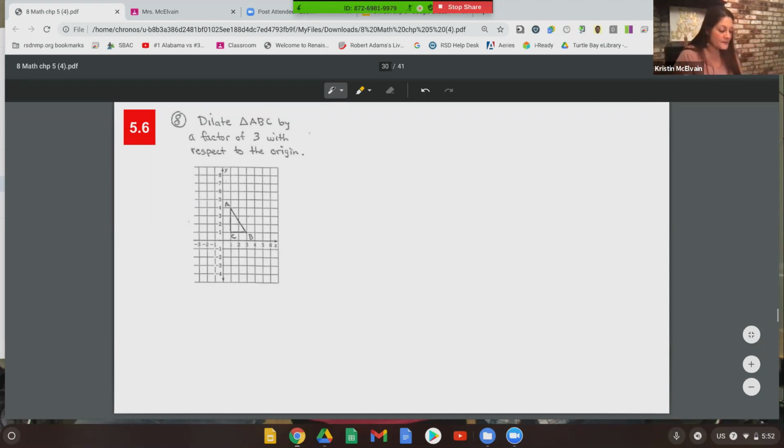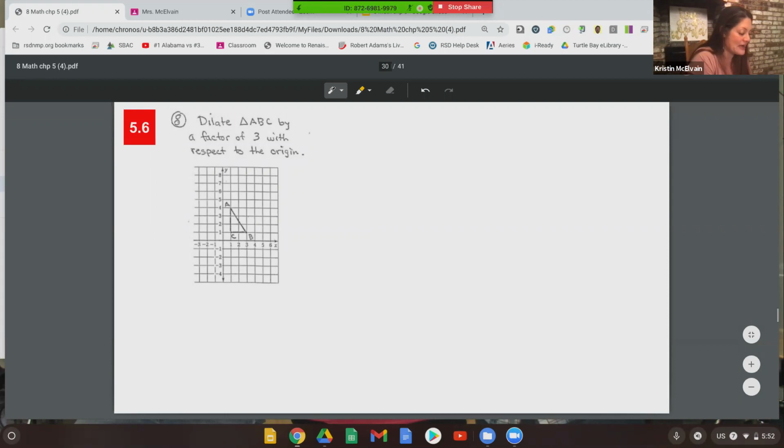That's what we're doing. So it says dilate triangle ABC by a factor of 3 with respect to the origin. And it always says with respect to the origin, and the origin, of course, is 0, 0. So first thing we're going to do is find the coordinates of point A, point B, and point C. And then we're going to multiply those by 3.